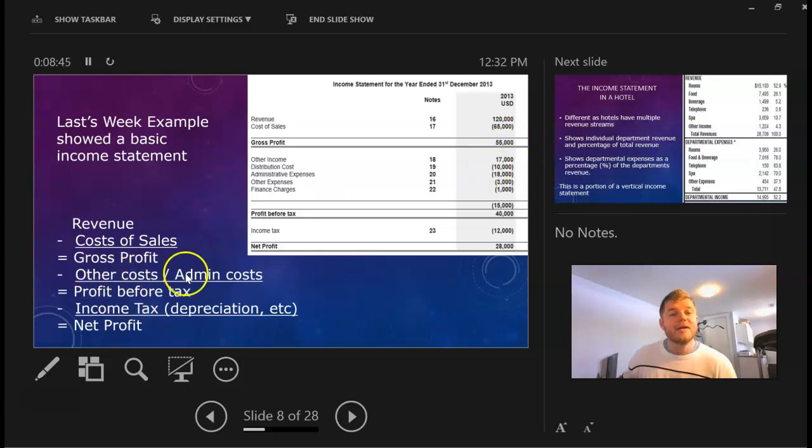And then we subtract all of the other administrative costs and all the other stuff. And that gives us a profit before tax. And then once we know what our profit before tax is, then we are taxed, and then we have a certain amount left.